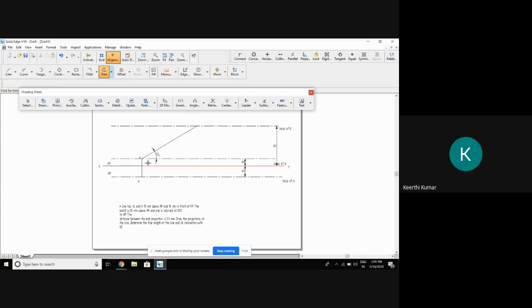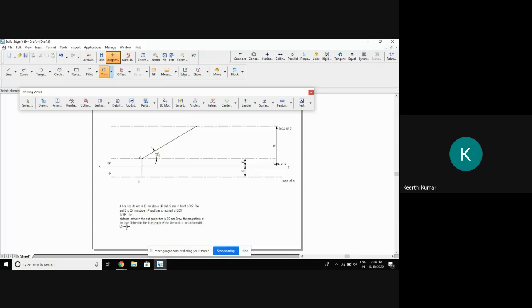I don't know this length. Length of the line, I don't know. Just the original line is at 30 degree and the point B is at a height of, how much? 55 mm. That's all we did there. Okay. So this is nothing but the point B has to come.